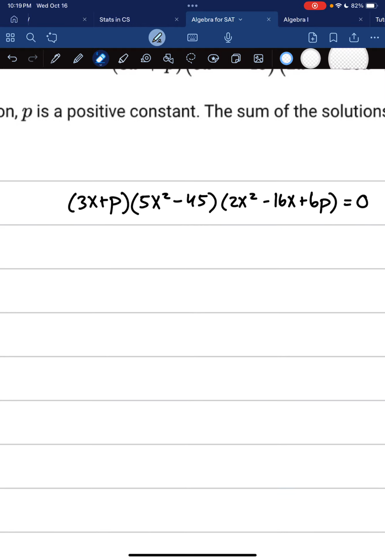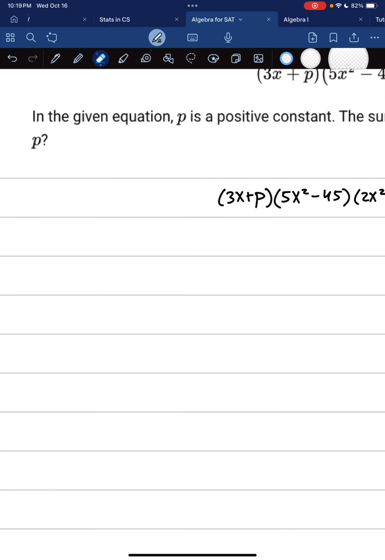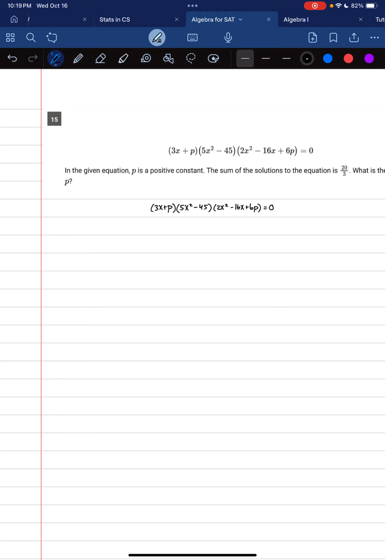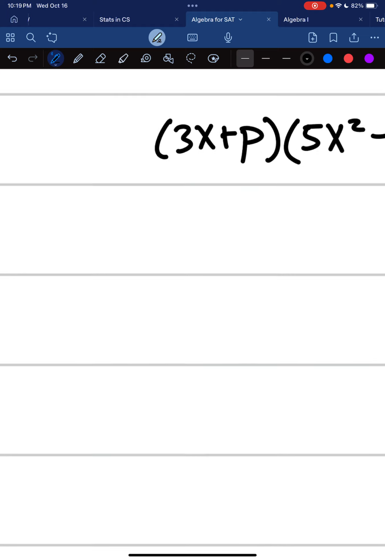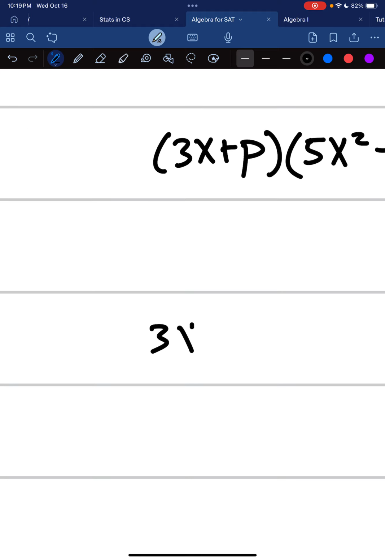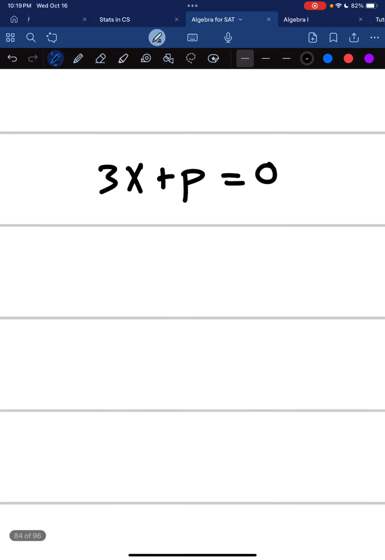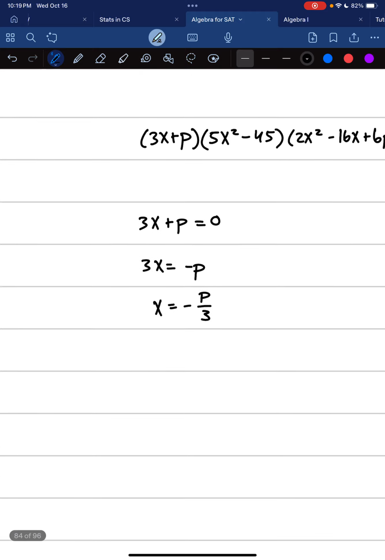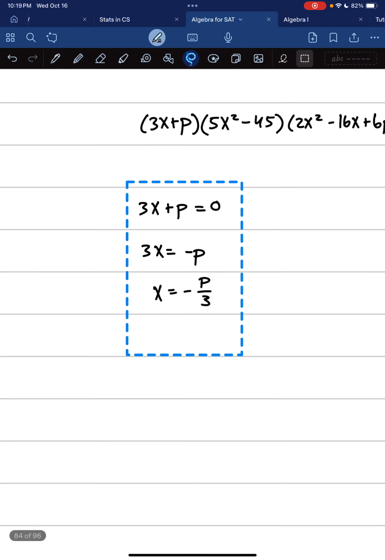So what we need to do is set each one of these expressions equal to 0, and then solve for p, I guess. So let's start with this first one. 3x plus p equals 0. So then the solution is 3x equals negative p. X is equal to negative p over 3. So that's our first solution.